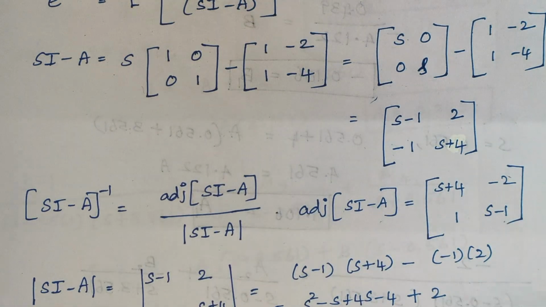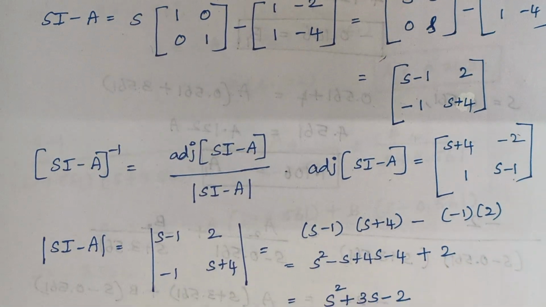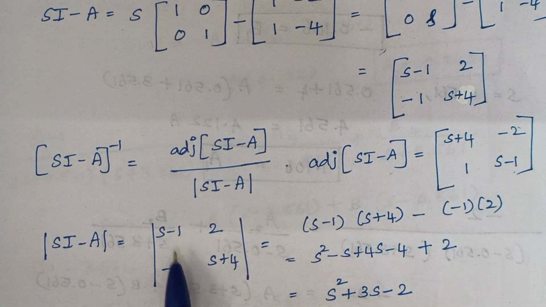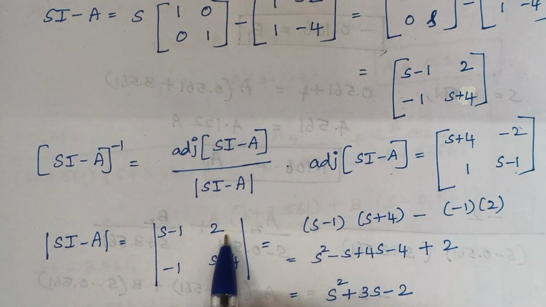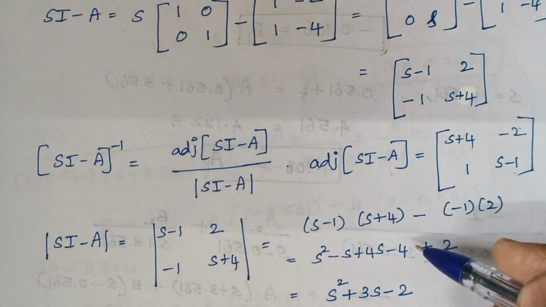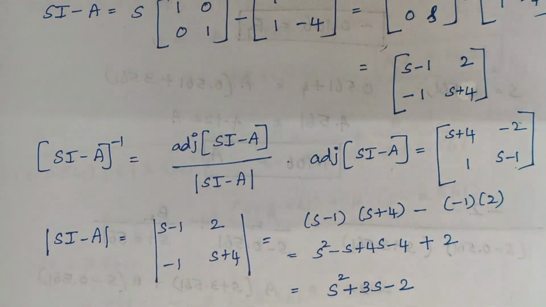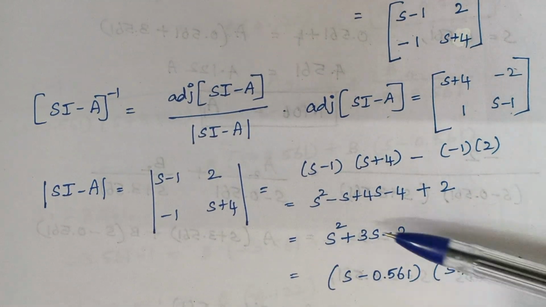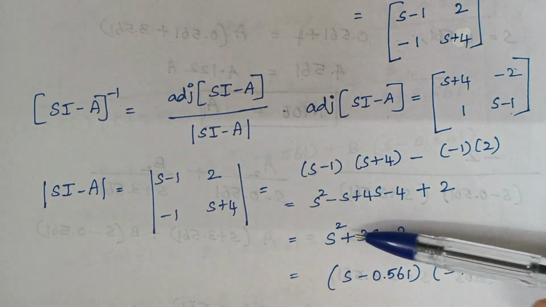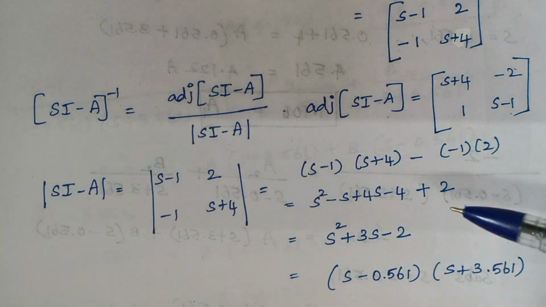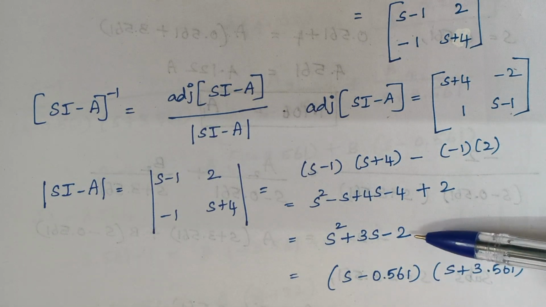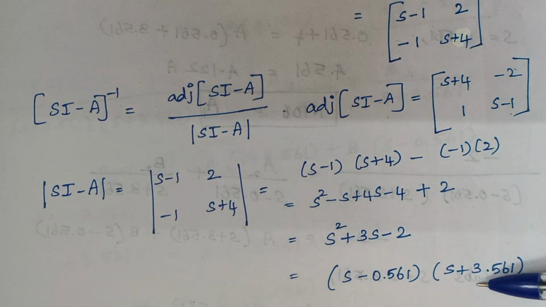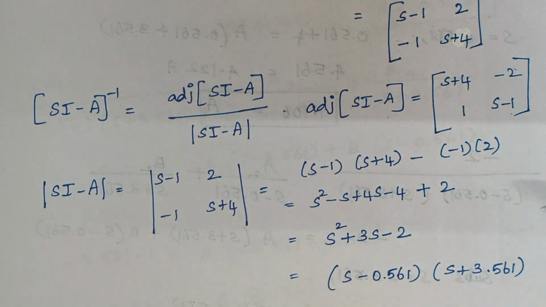Right. And next one is the determinant of (sI minus A). When you take the determinant as usual, S minus 1 into S plus 4 minus of minus 1 into 2. Once you multiply and simplify, we get the expression s square plus 3s minus 2. And when you factorize, we get the answer like this, right? You can just use a calculator to get these answers. Okay, no need to solve by yourself.